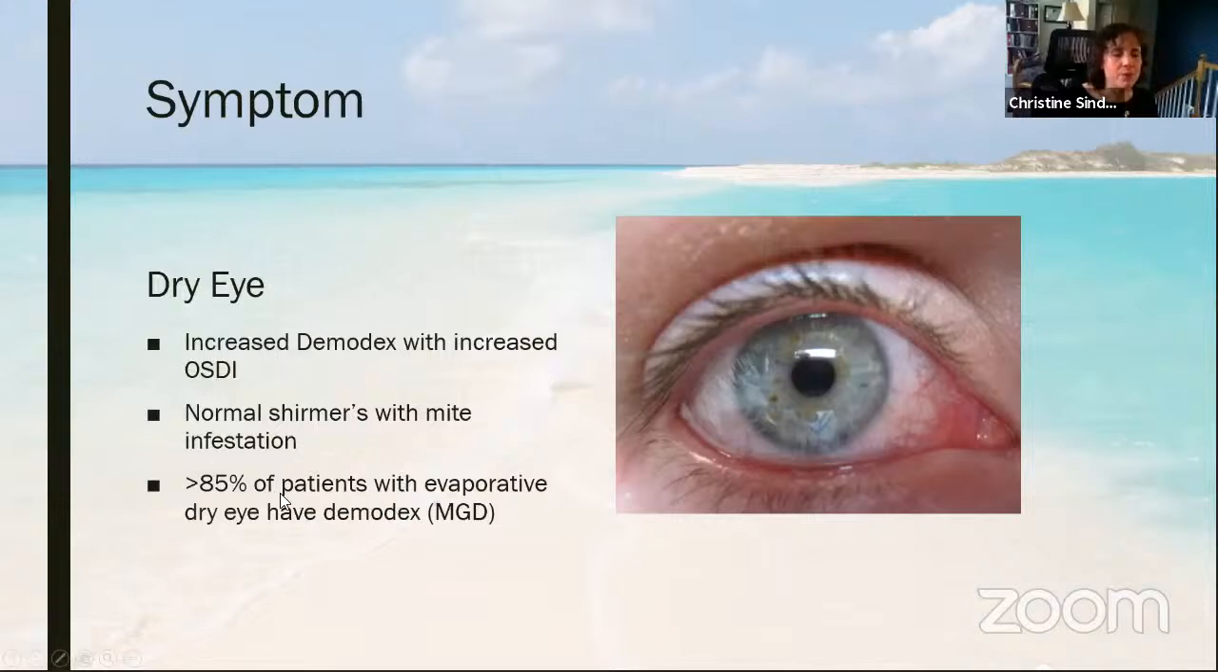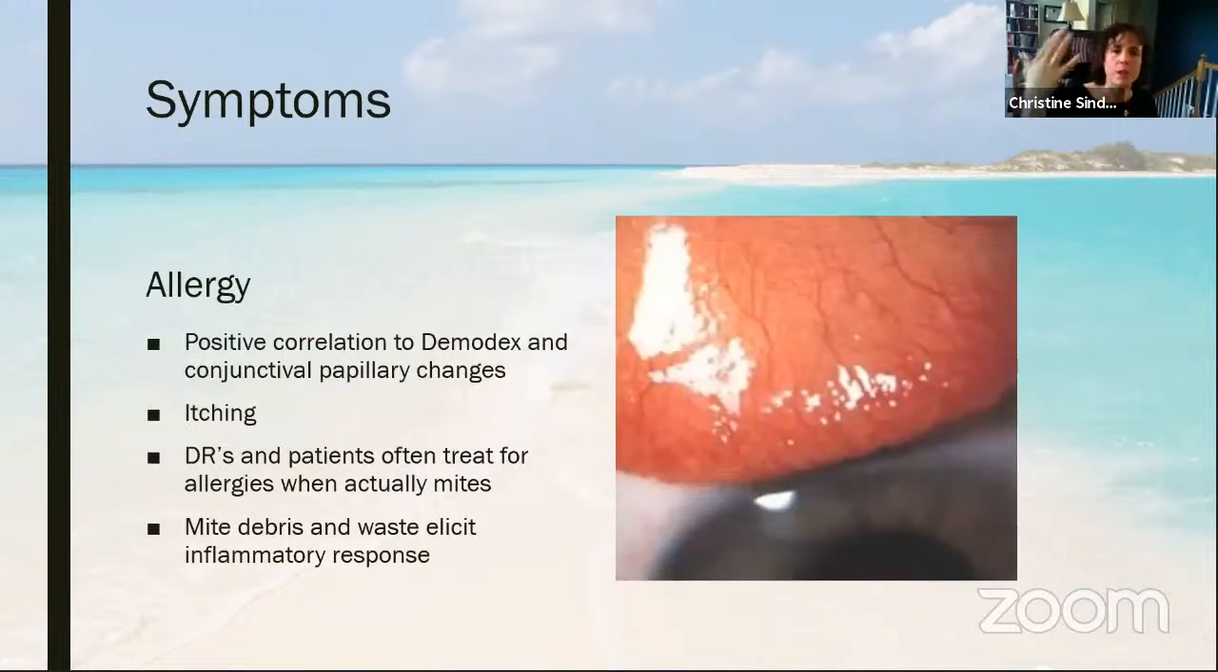And about 85% of patients will actually have an increase in their evaporative dry eye, probably because of the Meibomian gland component that's associated with the Demodex. You have a bad, unstable tear film, so you have an increased evaporative dry eye. Demodex is often confused with allergy, because you do get these papillary changes that you see on the tarsal plate itself. There's a lot of itching.